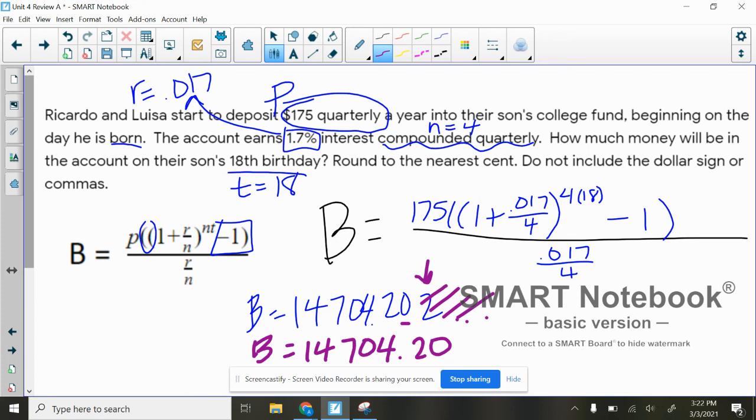Okay, guys? Just make sure as you're typing it in that it looks exactly like the formula that I give you.